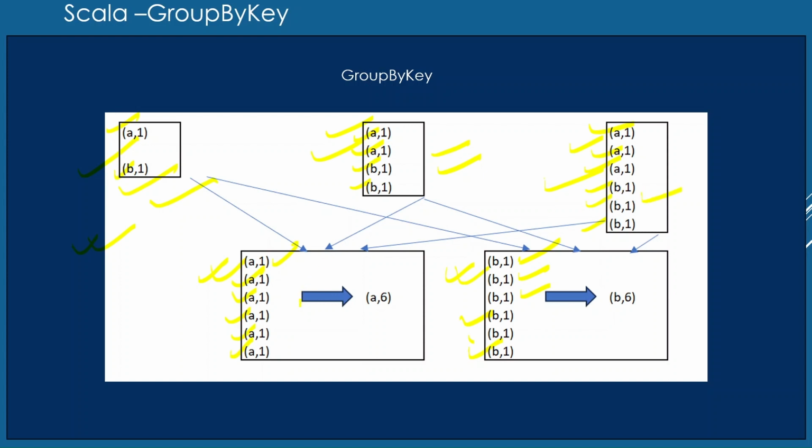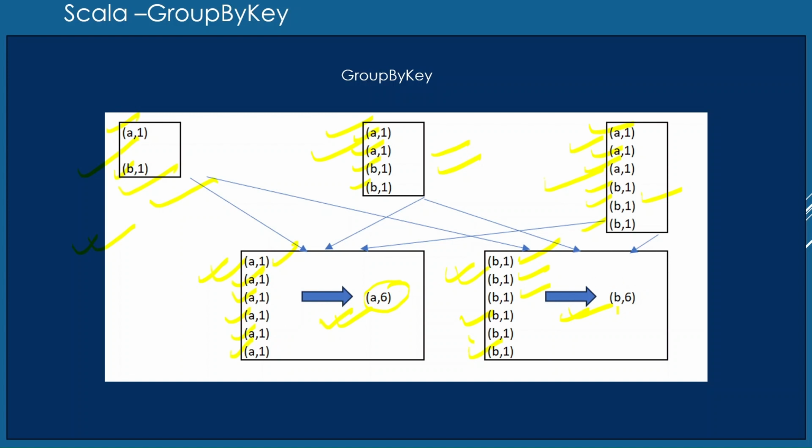Once the data has been shuffled and it creates a partition which is present in a different executor, then it does the aggregate. Suppose here we are just performing the aggregate of sum, so it is going to take the value of the key and perform the sum operation. The A key has value 1 in each and every record. You can see here, that's why it is 6.